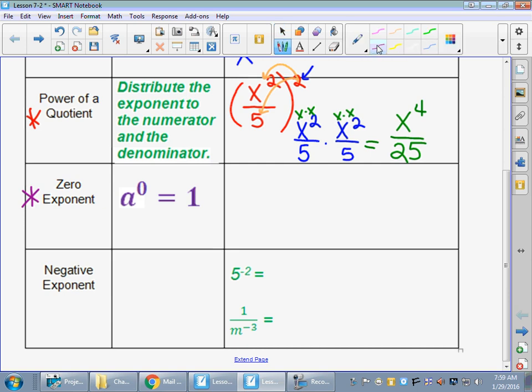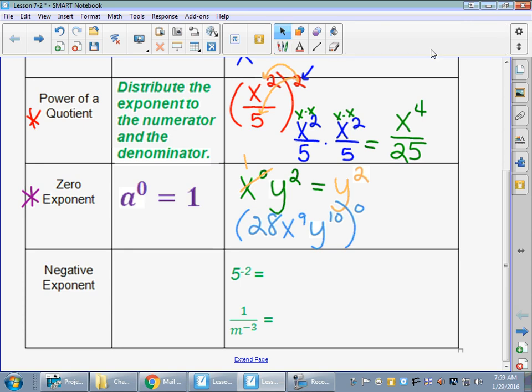So I could have a problem like x to the 0 y squared. And you're going to notice, it's trying to trick me. X to the 0 is 1. So I've just got 1y squared, or y to the second power, for my answer. Or I could do something like this, which is one of my favorites. 28 x to the 9th, y to the 10th, all to the 0 power. Well, if that whole thing is being raised to the 0 power, my final answer is 1.